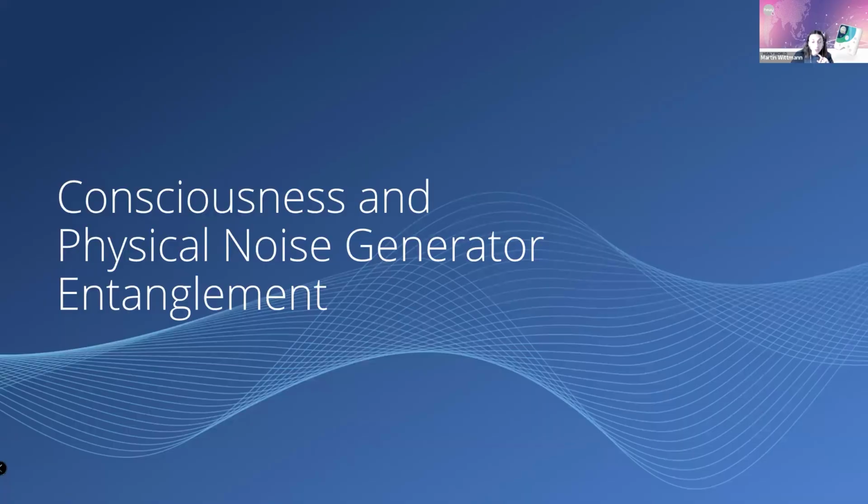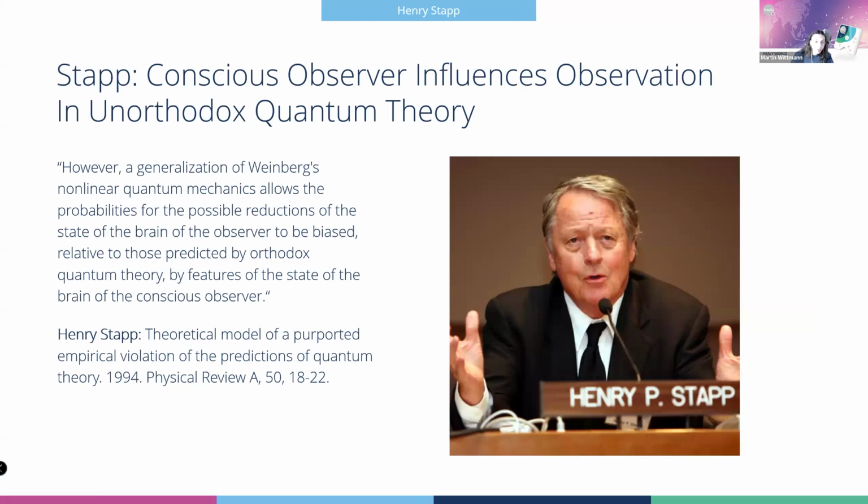So what is consciousness and physical noise generator entanglement? So here you have a conscious Henry Stapp step, and a conscious observer influences the observation in unorthodox quantum theory. What does that mean? So you know the observer effect, and you say, okay, if you look at something, then you see the particle, otherwise it's a wave, and so on. But is your consciousness actually influencing something?